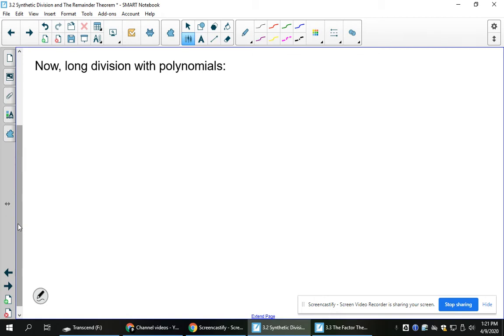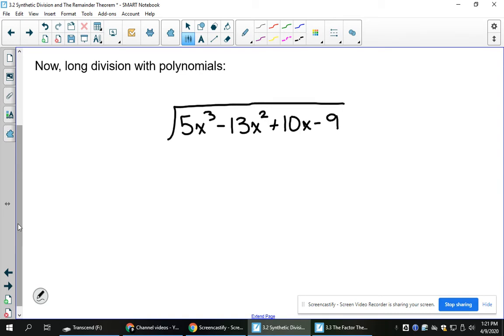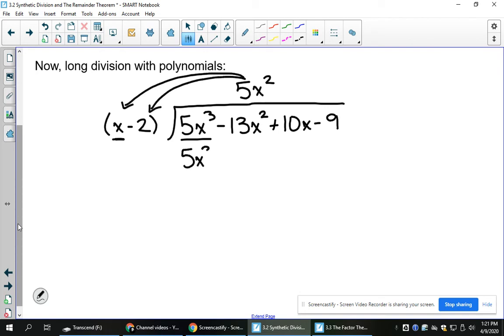So when I talk about polynomials, I'm talking about 5x cubed minus 13x squared plus 10x minus 9 being divided by something like x minus 2, another polynomial. How would we do something like this? Well, we would take a look at the 5x cubed. We would say, what do I need to multiply this first one, x, by to get 5x cubed? Well, that would be 5x squared. I would multiply both terms. I'd get 5x cubed minus 10x squared.